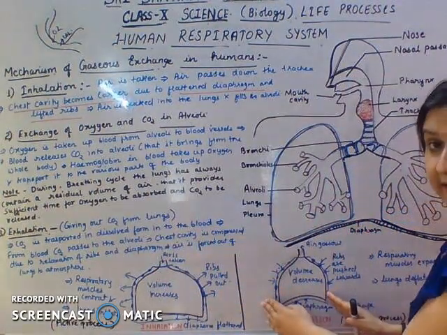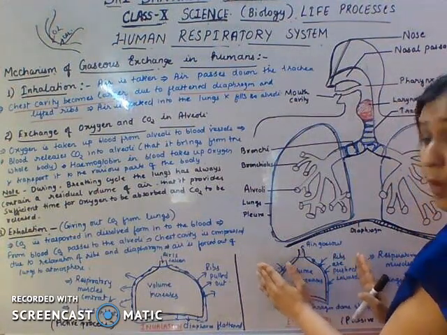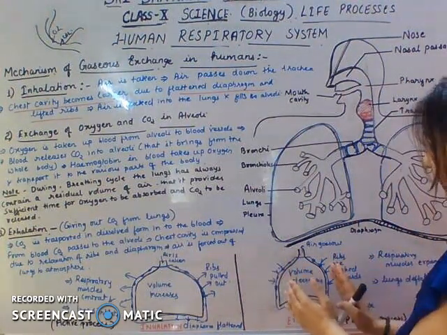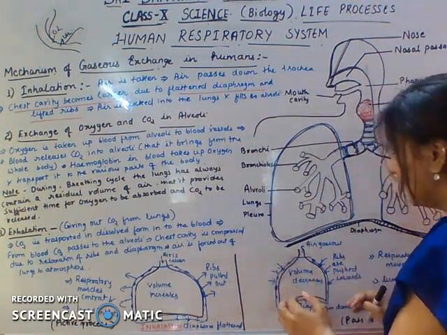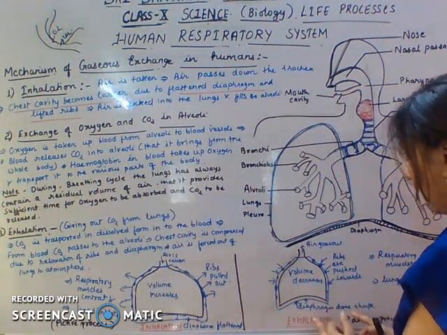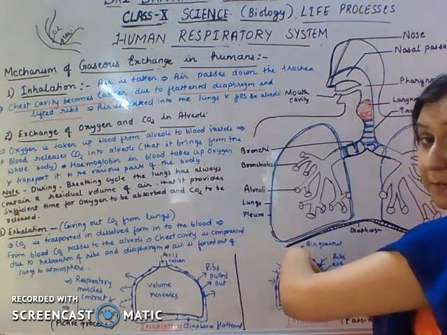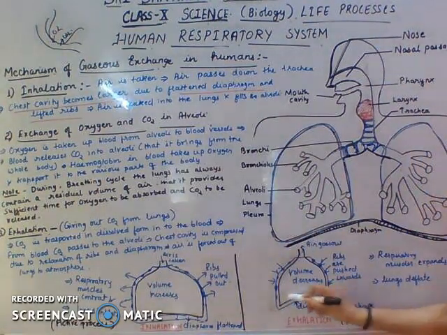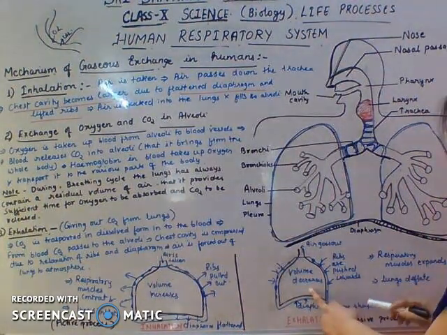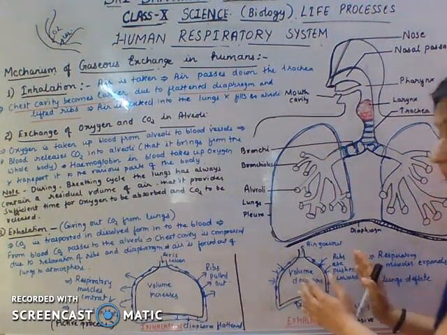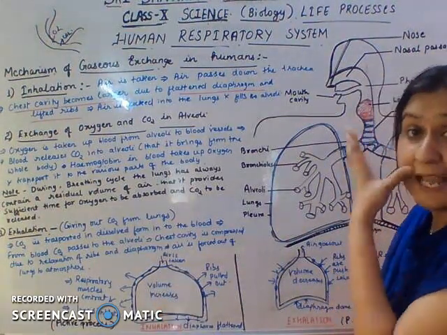Now what will happen? You see this diagram. Now the chest cavity is compressed. The chest cavity being compressed means the volume decreases. If the volume decreases, the ribs are also pushed inwards, and as a result the diaphragm moves upwards and gets a dome shape. Here the respiratory muscles expand and the lungs deflate.